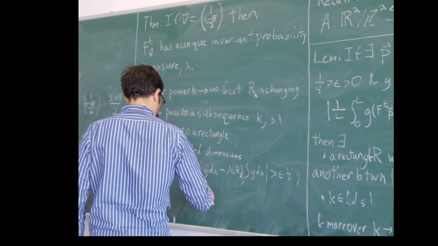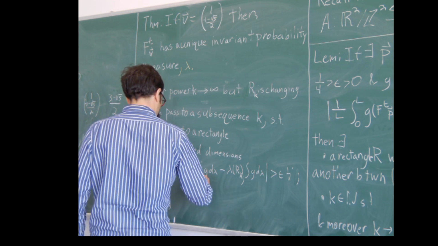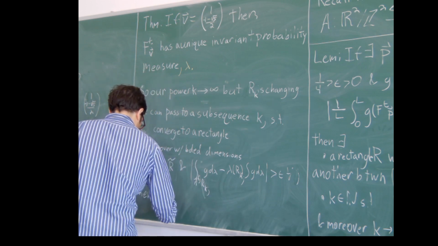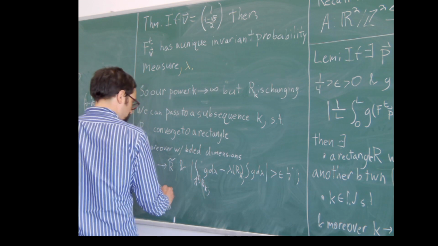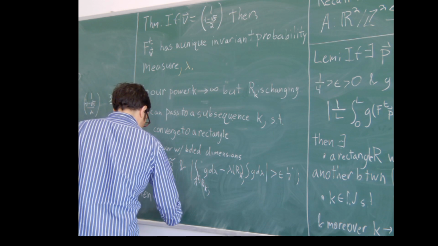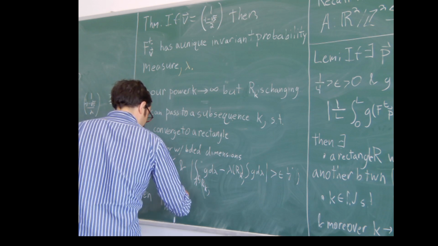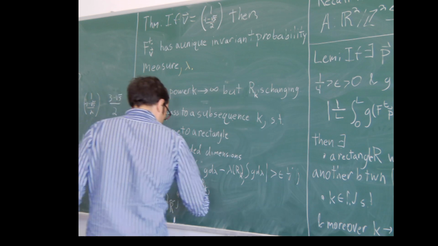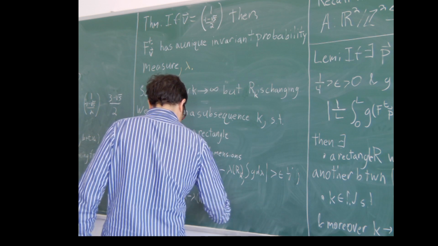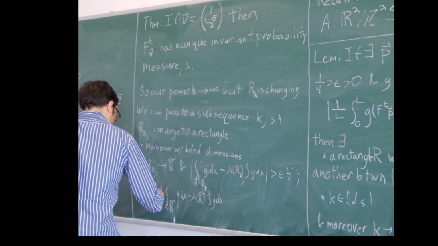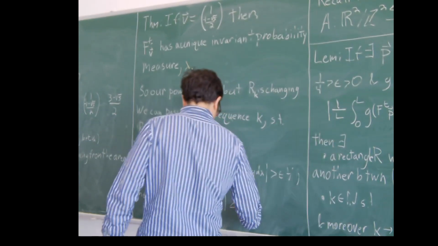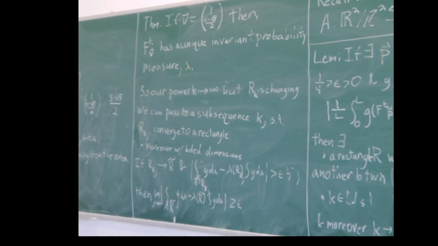Let's put an A to the K sub j here, I left it out: A to the K of R sub K sub j. Here I have an A to the K sub j of R. Now here's the limiting guy, R tilde. I'm once again doing G d lambda minus lambda of R tilde, integral of G d lambda, and I'm taking the limit as j goes to infinity. And this is bigger than or equal to epsilon. Okay, so that's my claim.